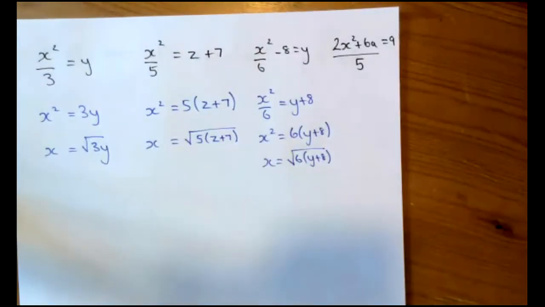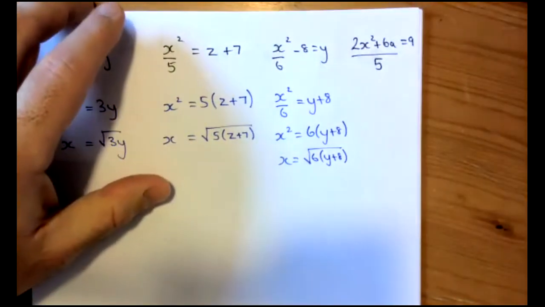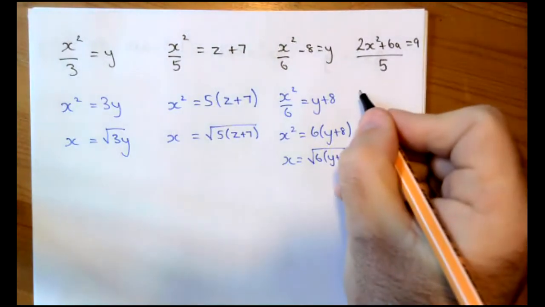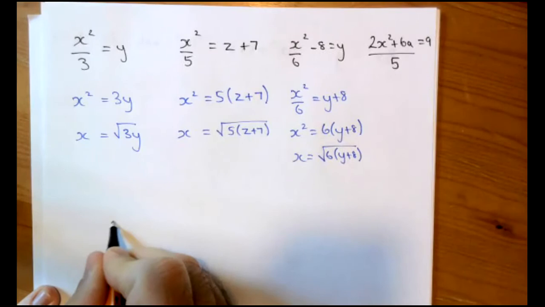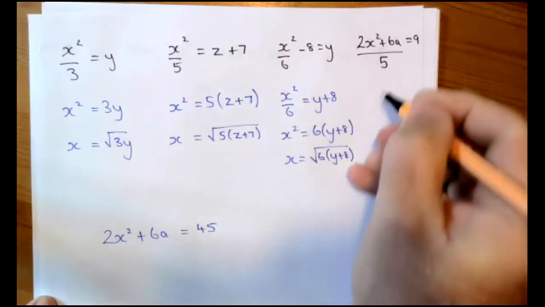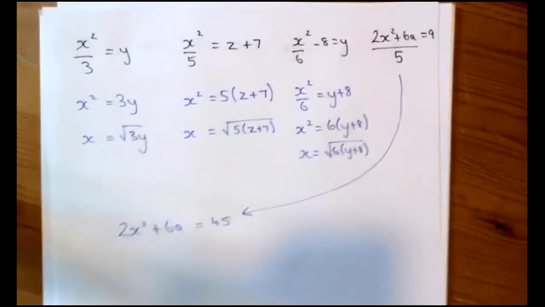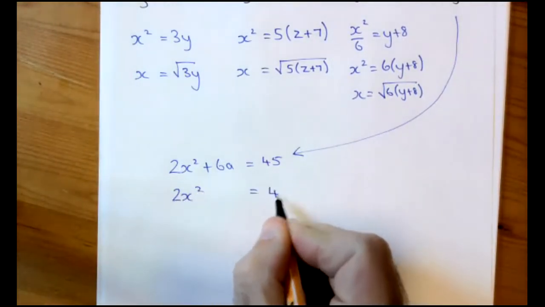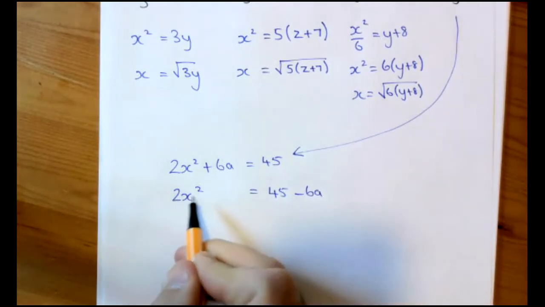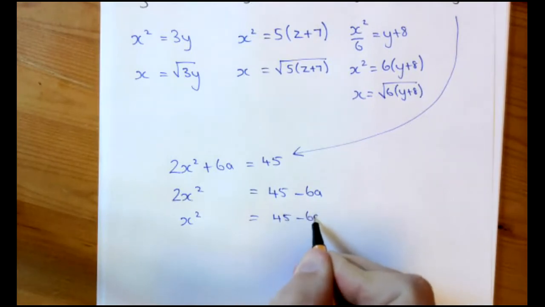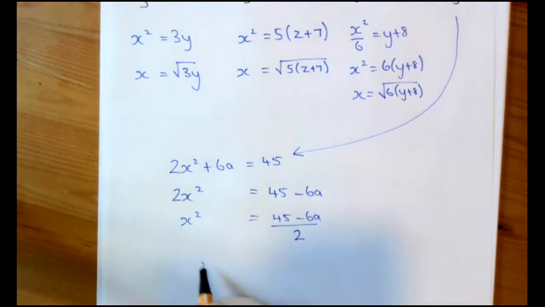Now the fourth one looks really complicated, but it's no more complicated than the last one. So let's multiply by 5. So I'll write this one down here. 2x squared plus 6a equals 45. Okay, now let's get rid of the 6a. Now I've got 2x squared this time, so first of all I'm going to divide by 2. And then I need to square root both sides.